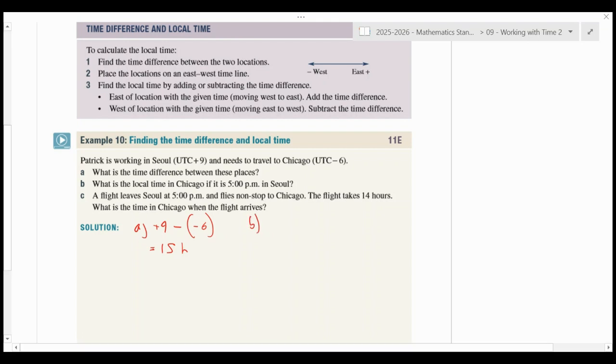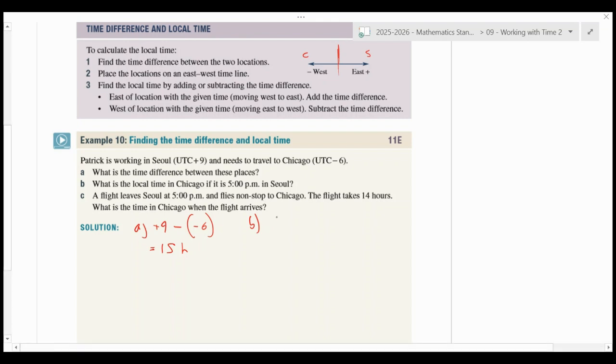Question B, what is the local time in Chicago if it is 5 p.m. in Seoul? So what we've got here is Chicago is over to the west, and Seoul is over to the east, and the UTC line is in the middle. So what is the time in Chicago if it is 5 p.m.?